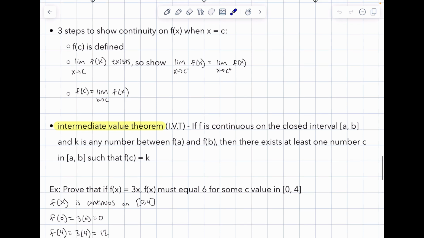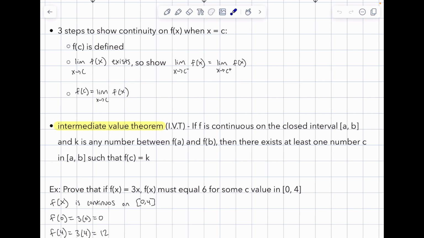And now there are 3 steps to show continuity on f of x when x equals c. So the first requirement is that f of c is defined. So there is a y value for this point x here.